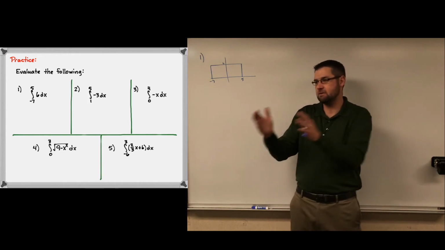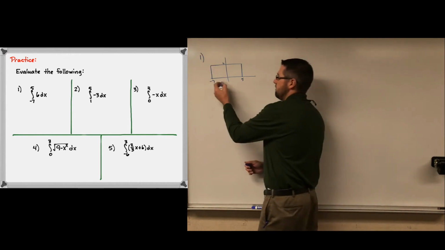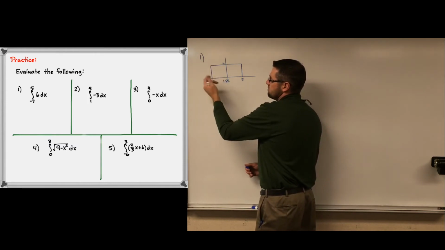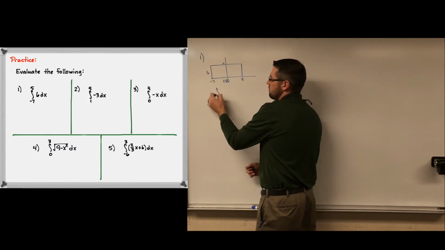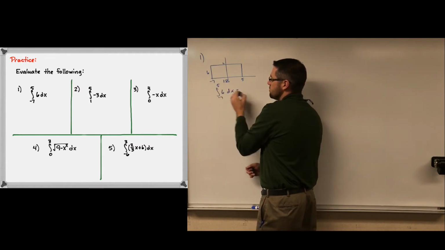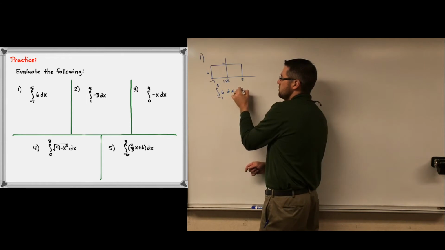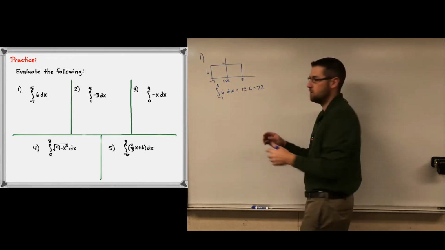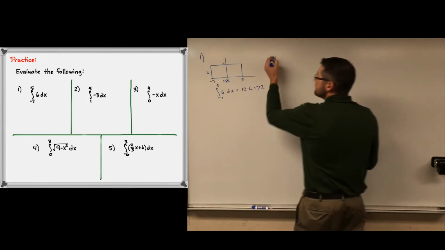How far is it from -7 to 5? It's 12. So that's the base. What's the height? 6. So then we would say the integral from -7 to 5 of 6 dx is equal to 12 times 6, which is 72, right? Okay.